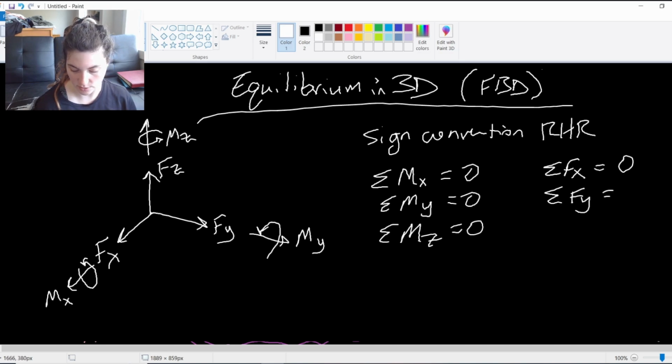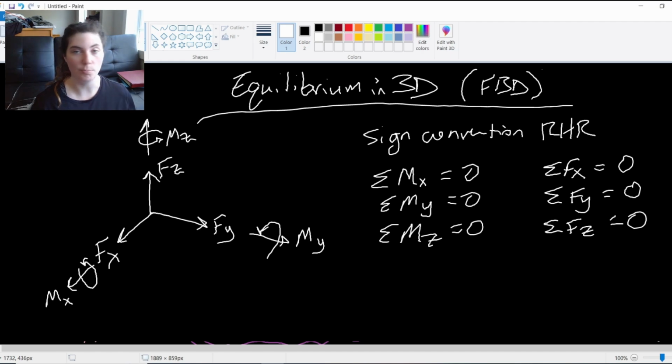6 reactions sounds like a lot, right? It's a lot of reactions. It's a lot going on here. 6 separate equations to solve and find things for. But in 3D, you need 6 support reactions for something to be considered stable. So in order to calculate these, we're going to be going through all of these 6 equations for all of the problems we're going to encounter.